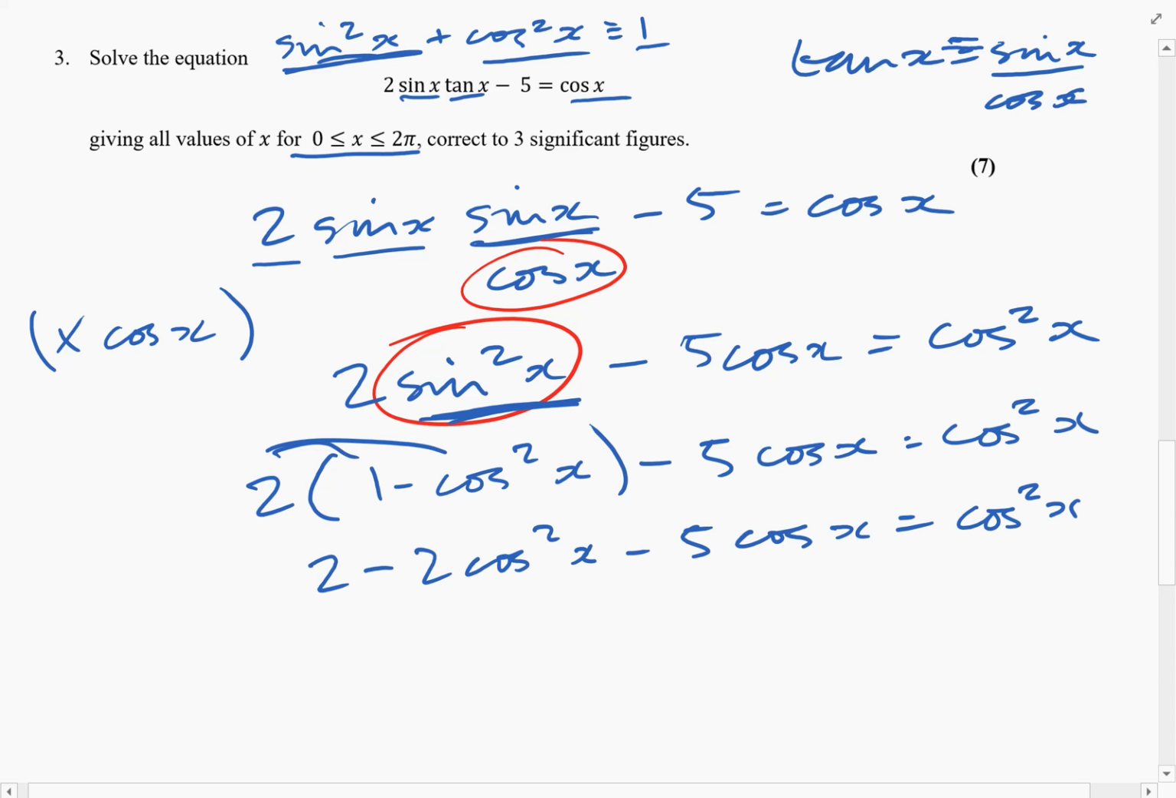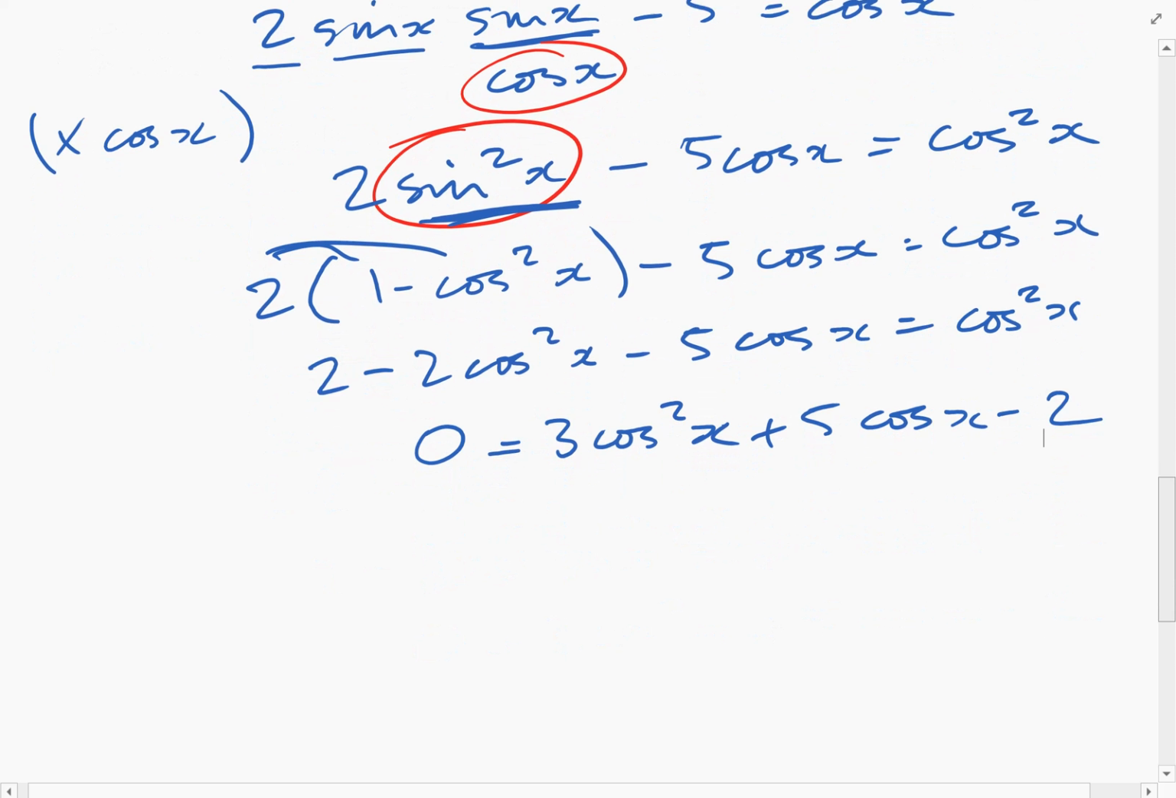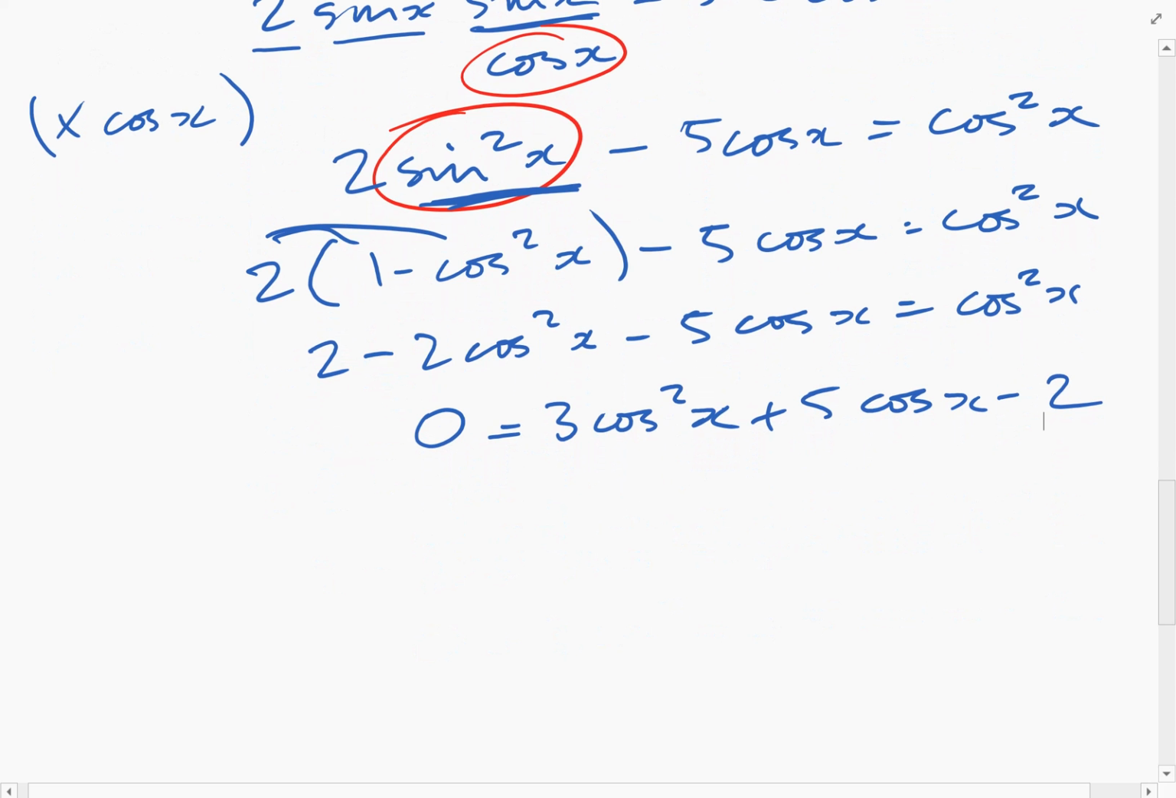I think I'll probably get everything on the right hand side now to make cos squared positive. So if I get everything on the right hand side, I'll have 3 cos squared x plus 5 cos x minus 2 equals 0. Now this is just a quadratic. You can use your calculator to solve this. This is no different from solving something like 3y squared plus 5y minus 2.